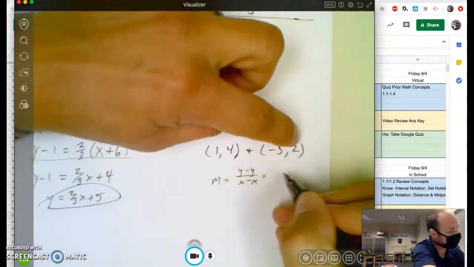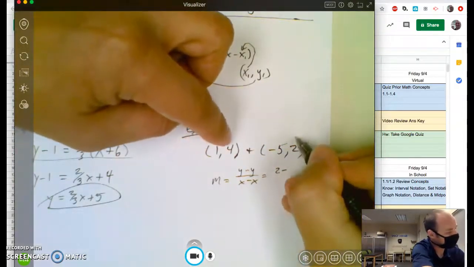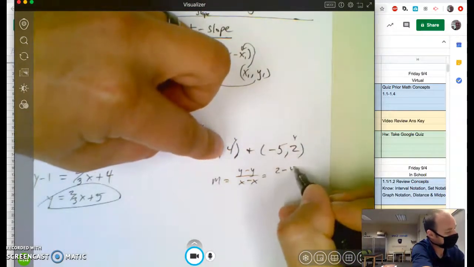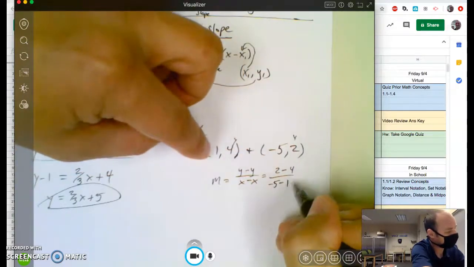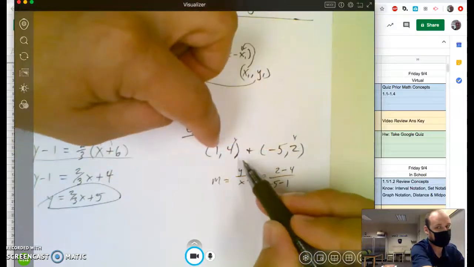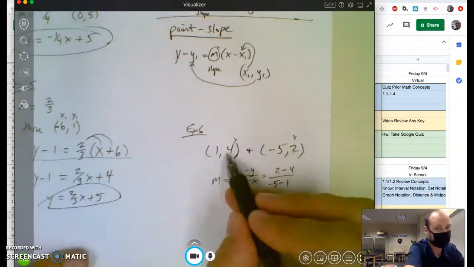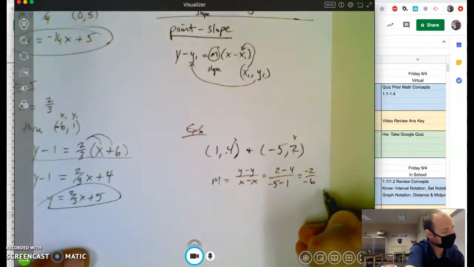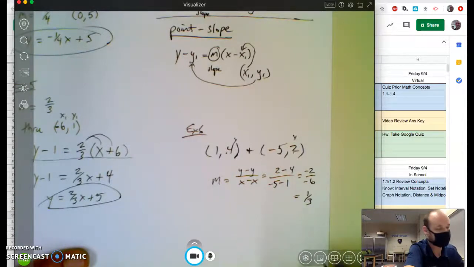So if I go 2 minus 4, right? Here's your y value, here's your y value. If I go 2 minus 4, I have to go -5 minus 1. If I started with this point on the y's, I have to start with this point on the x's too. So I go 2 minus 4 over -5 minus 1. It's rise over run. And that is -2 over -6, also known as +1/3, because a negative over negative is a positive.